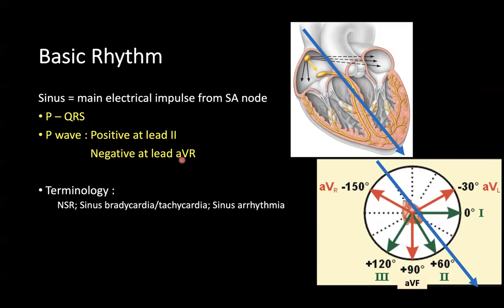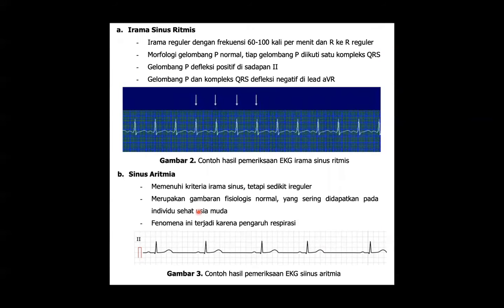So students, we will learn about the terminology of the sinus or basic sinus rhythm. It is the normal sinus rhythm, sinus bradycardia or tachycardia, and then sinus arrhythmia. The sinus itself has a frequency of 60 until 100 times per minute. This is an example of the ECG.